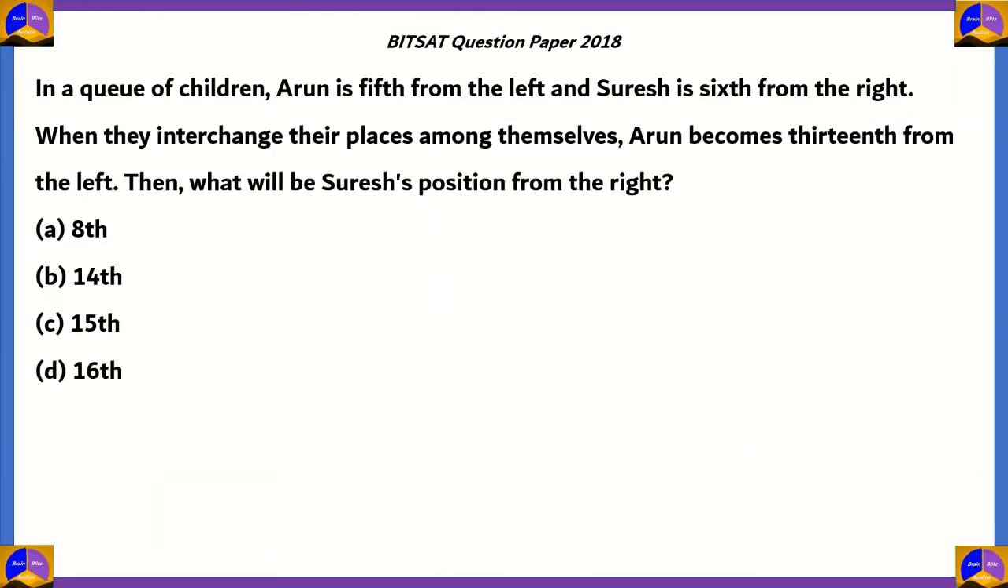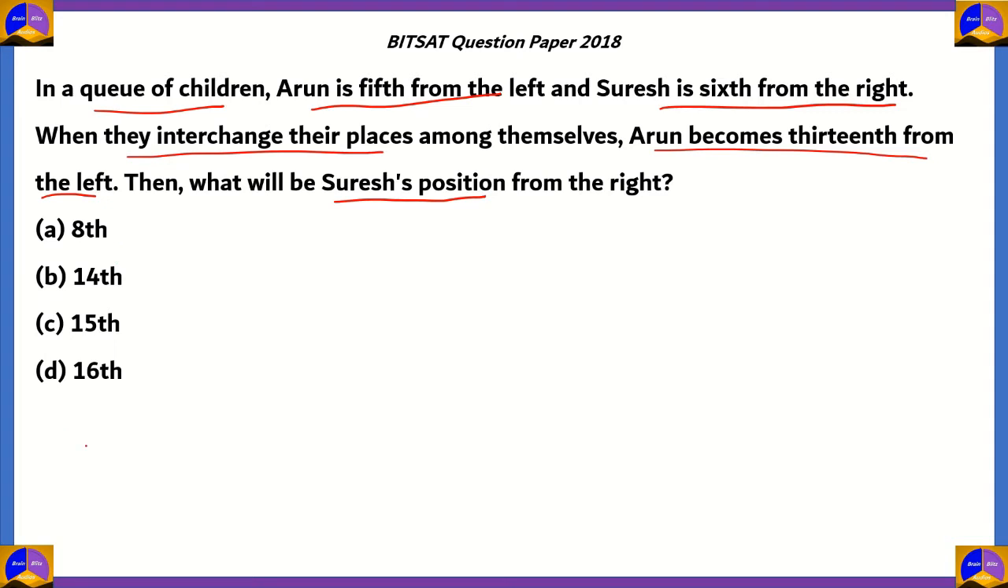Now let's look at another question. This is about queues. So in a queue of children, Arun is 5th from the left and Suresh is 6th from the right. When they interchange their places among themselves, Arun becomes 13th from the left. Then you need to find out Suresh's position from the right in the second case.